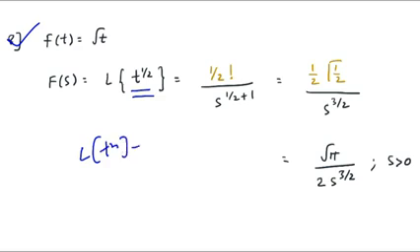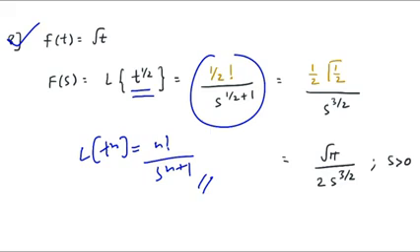Laplace of t raised to n is n factorial upon s raised to n plus 1. And you might say the answer is half factorial upon s raised to half plus 1. But this is not the final answer. Yes, this is the half correct answer, but not the final answer, because you have to simplify this half factorial.